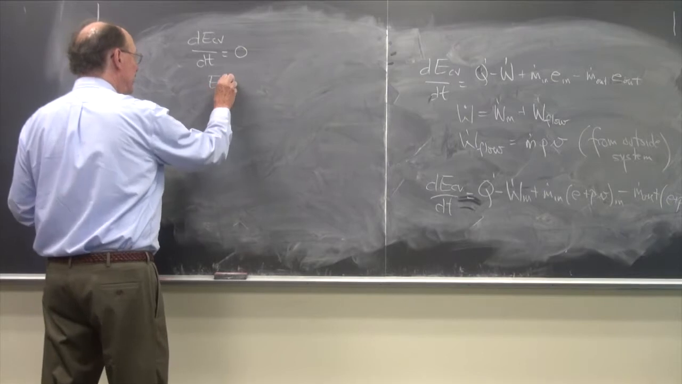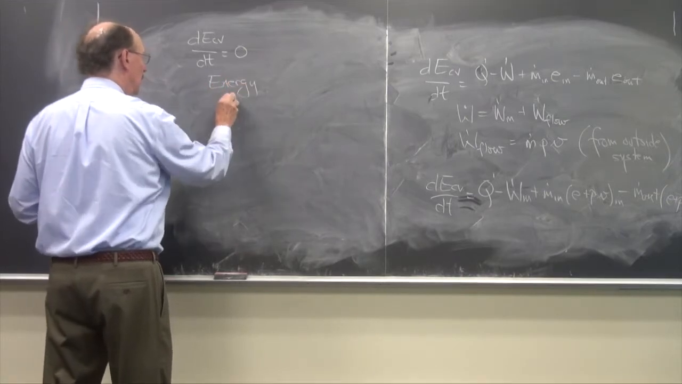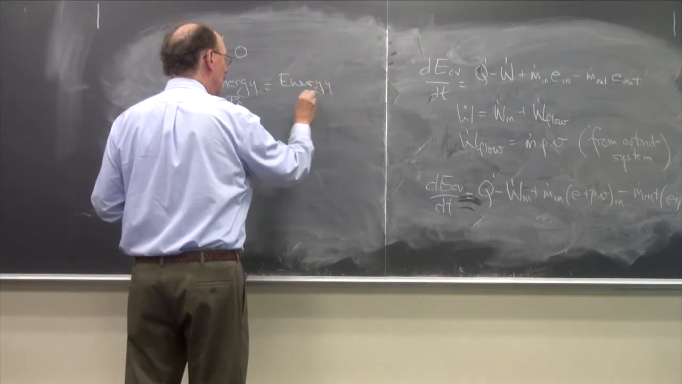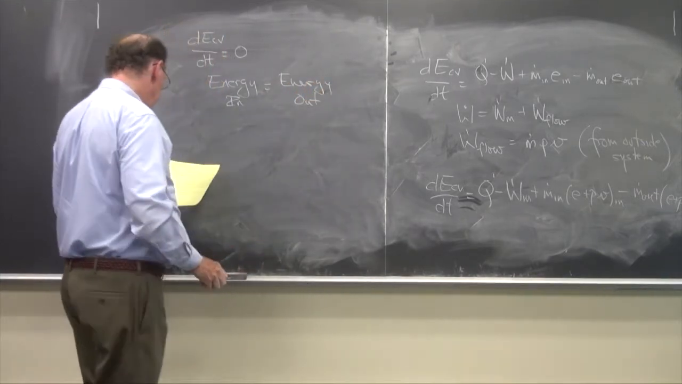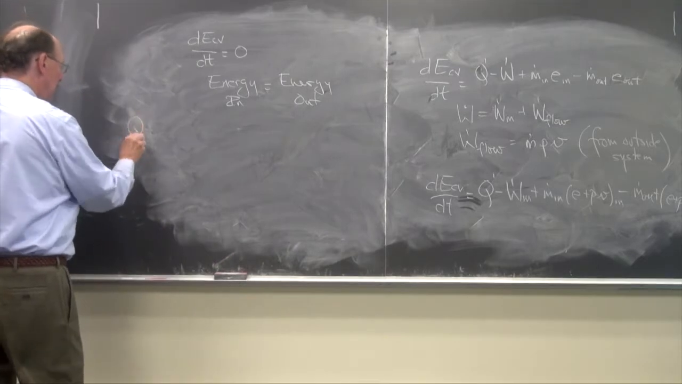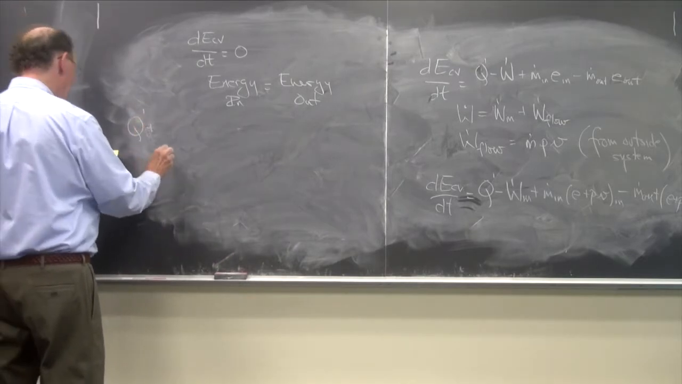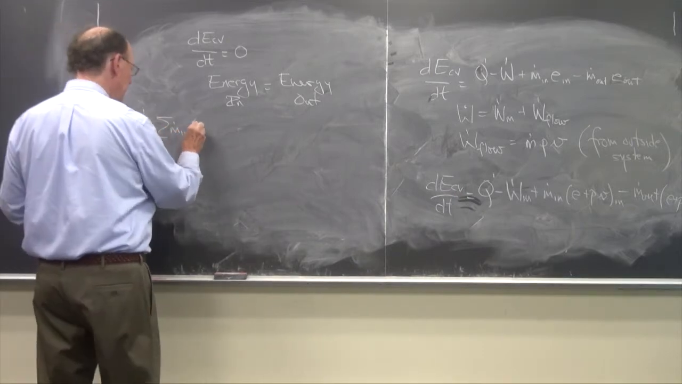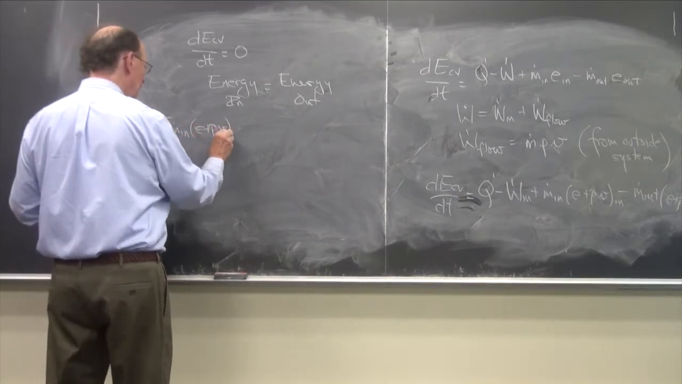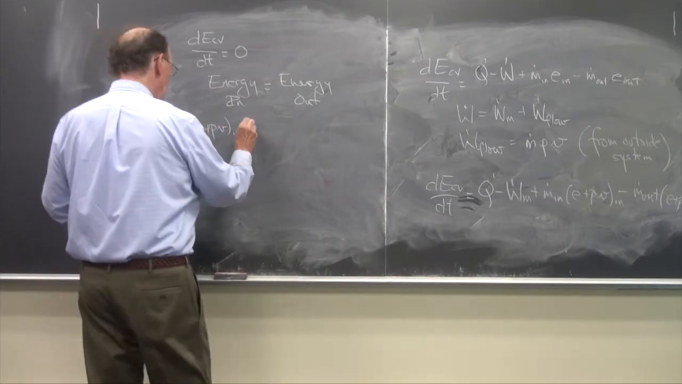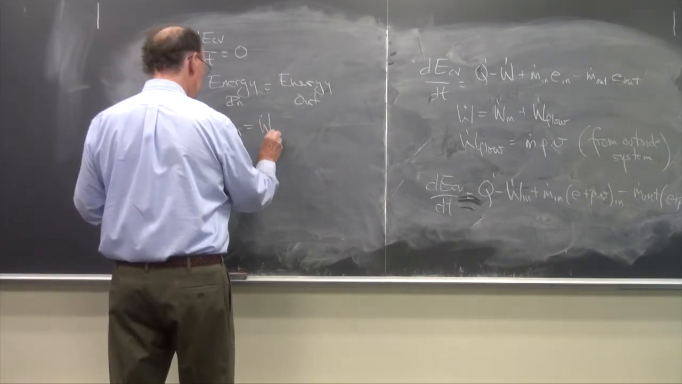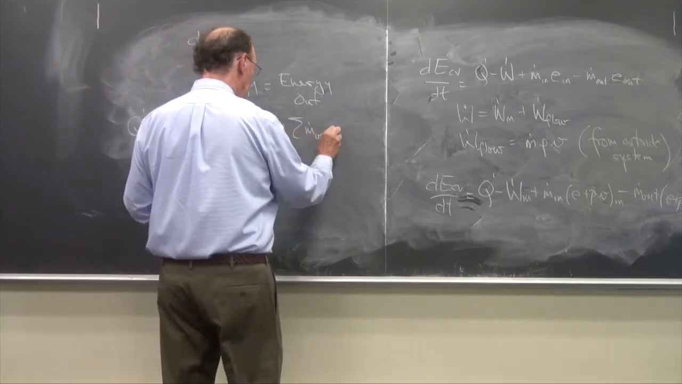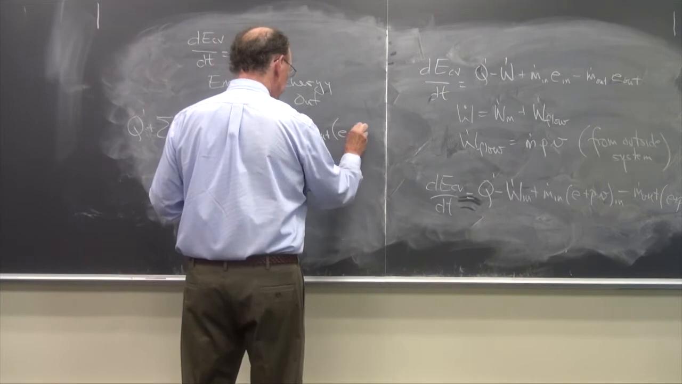So then I can have energy in equals energy out. I have Q dot plus the sum of the m dot in. Now here I'm putting in the summation signs. (E plus PV) in is equal to W dot mechanical plus the sum of the m dot out (E plus PV) out.